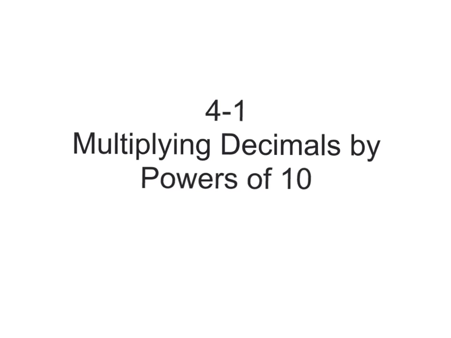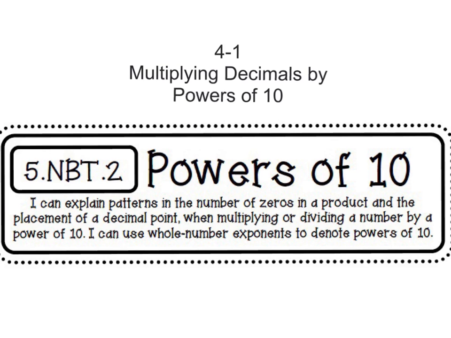All right, fifth grade, we're diving into Unit 4. And here we have 4-1, multiplying decimals by powers of 10. Notice powers of 10 came back up because they want you to recognize that there's patterns with place value.